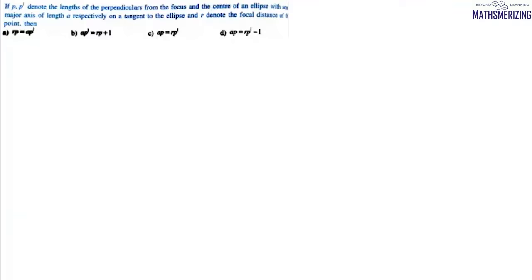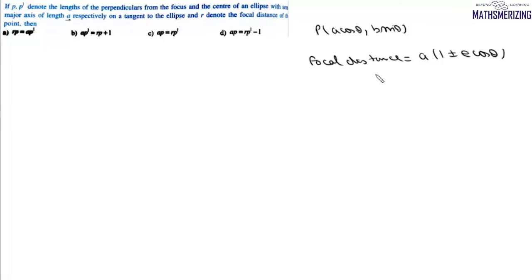Now here the question is, if P and P dash denote the length of perpendiculars from the focus and the center of an ellipse, with semi-major axis of length A, on a tangent to the ellipse, and R denotes the focal distance of the point, then which of the following options is correct? So let the point be A cos theta and B sin theta. Now we know that the focal distance is A 1 plus minus E cos theta.